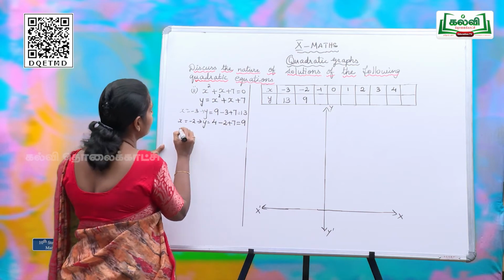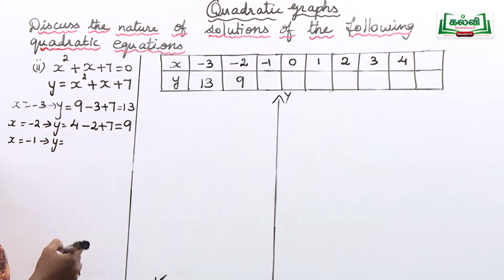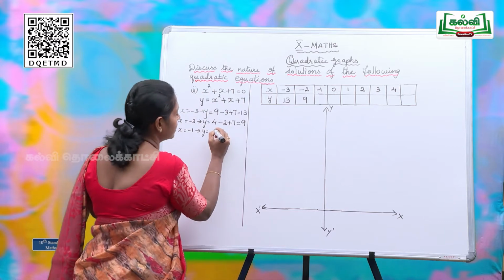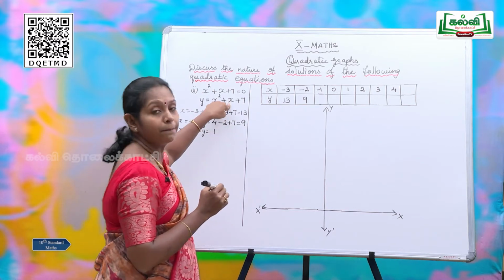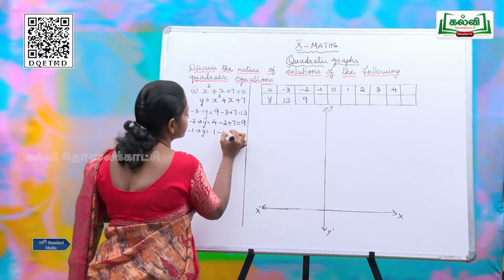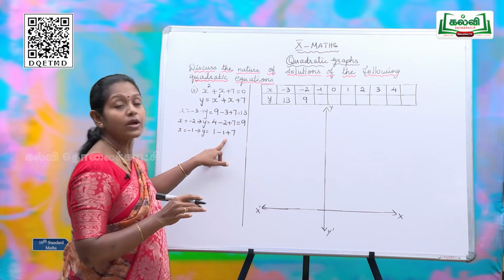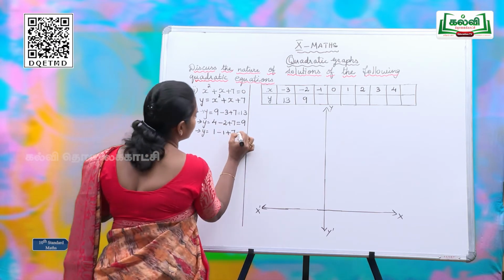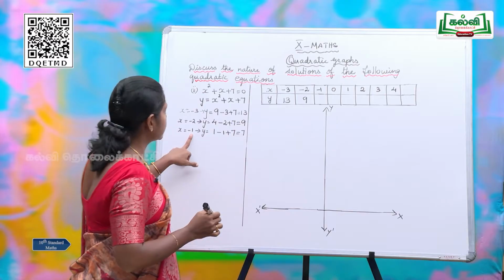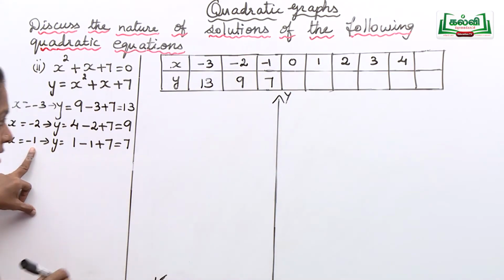Now, the next value, x equal to minus 1. So, y will become minus 1 whole squared, which is 1, and here plus x, that means the x value is what? Minus 1 plus 7. So, this 1 and minus 1 will be cancelled. So that only 7 you will have. So you have to write 7. So when x equal to minus 1, the value of y is plus 7.